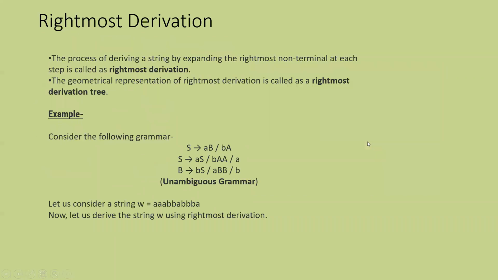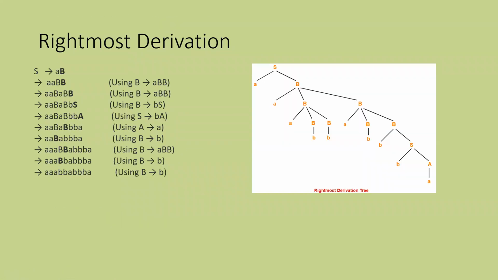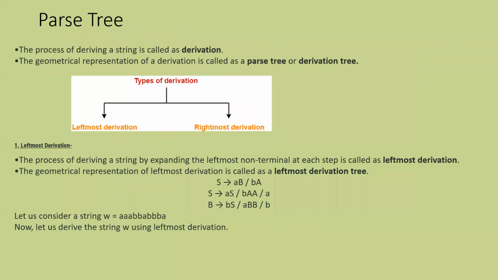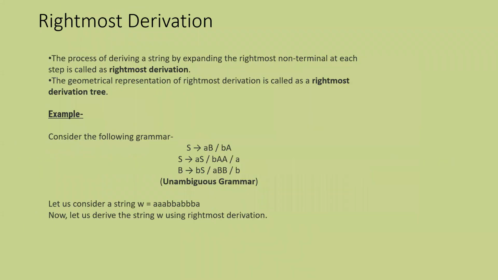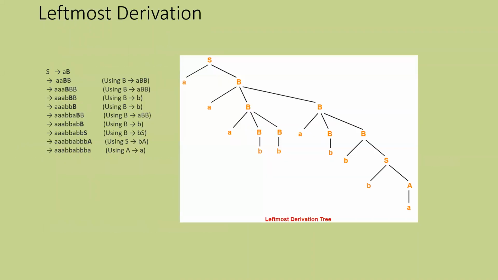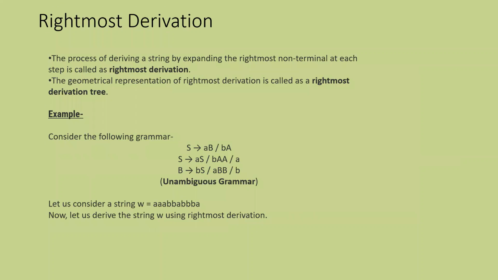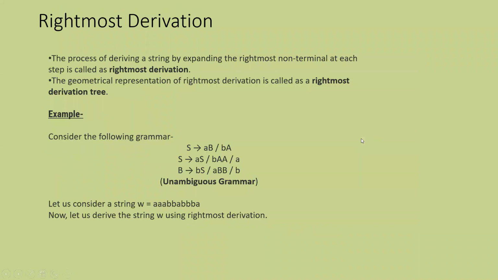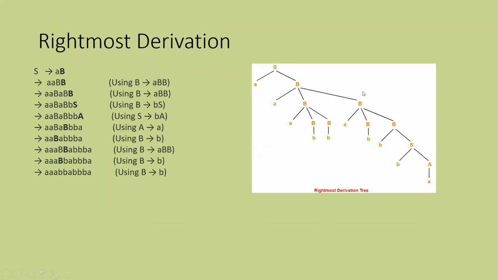Now here you can see that in case of leftmost derivation or in case of rightmost derivation, the same context free grammar is there. If you could see here, the same context free grammar you will see here. Same input string is here in the leftmost derivation. The same is used for rightmost derivation. The parse tree which you got in leftmost derivation, you will see that the same parse tree you are getting in rightmost derivation also.